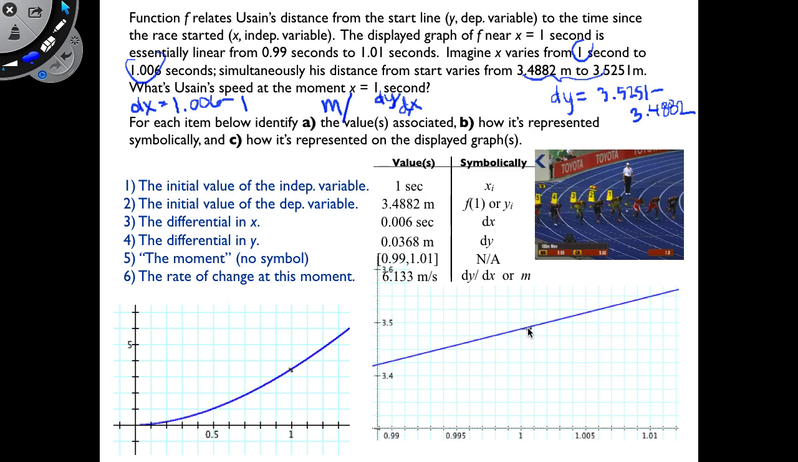All right, so in the graph, because I didn't do this part, there's parts A, B, and C. Find the value, how it's represented, and then in this graph here. Now, if I can get this graph to play again, I'm going to start this.